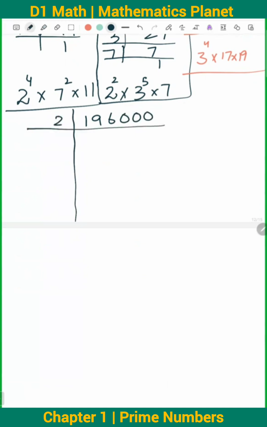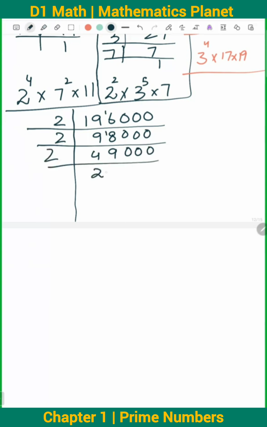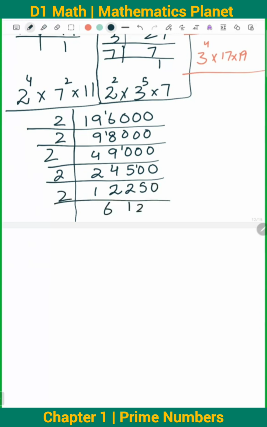Okay, 2 times 9 is 18, 19. 2 times 8 is 16. 2 times 4 is 8. 2 times 2 is 4. 2 times 4 is 8. 2 times 5 is 10. 0, 0. 2 times 1 is 2. 2 times 2 is 4. 2 times 2 is 4. 2 times 5 is 10, 0 again. 2 times 6 is 12, 1 is 2, 2 is 4, 5 is 10. So now we cannot further do it with 2.